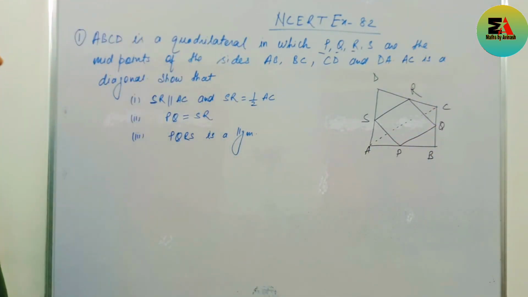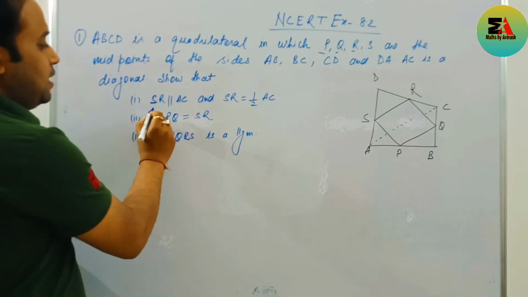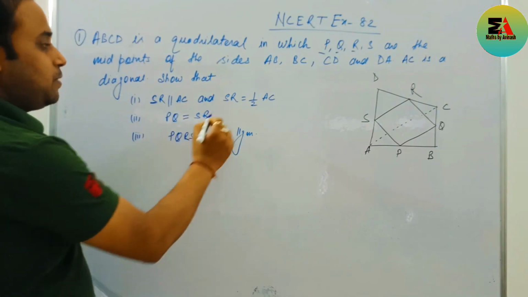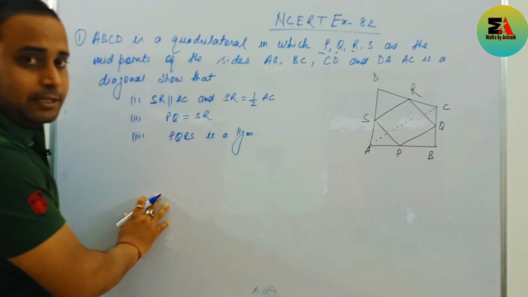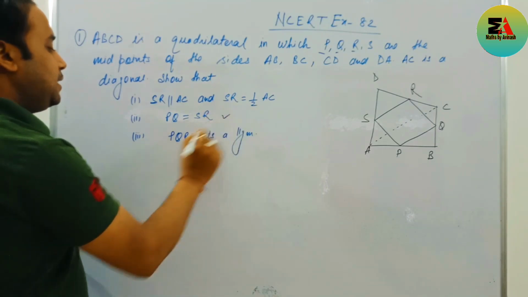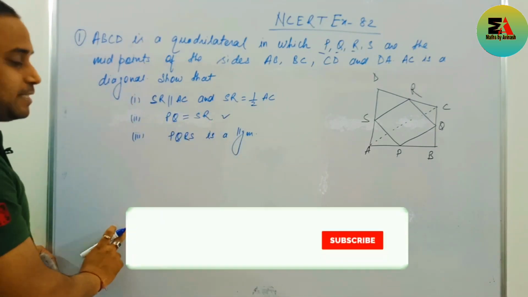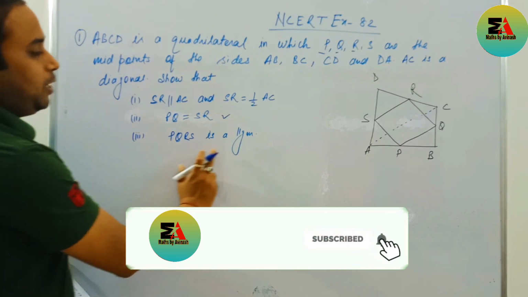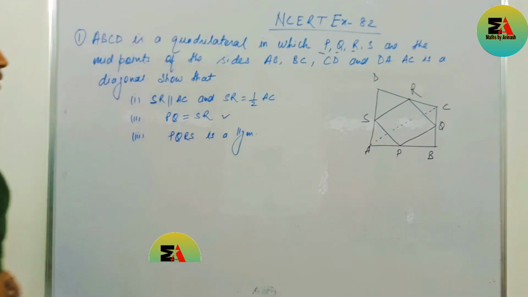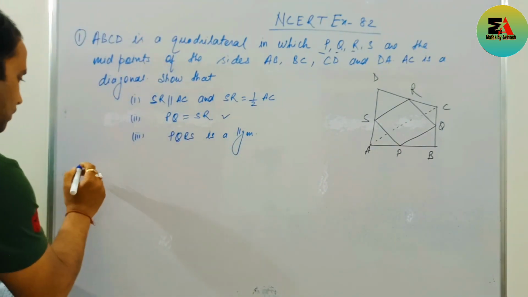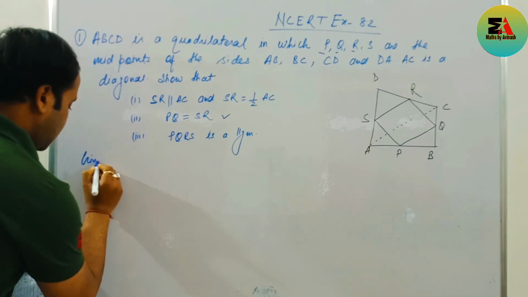Then we have to show three cases. The first case is SR parallel to AC and SR is half of AC. The second case is PQ equals SR, and the third case is PQRS is a parallelogram. So shall we start? First, write the given part.